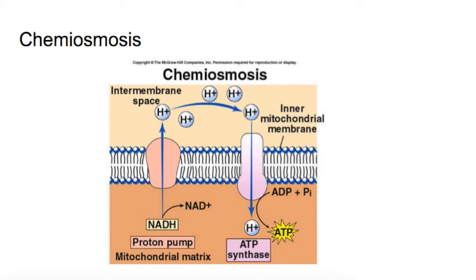In order for the electrons to flow, they must be transferred to a terminal electron acceptor at the end of the chain. This is O2, which briefly becomes O minus 2, but combines with 2H plus to make water. Protons pass back from the intermembrane space to the matrix through ATP synthase as they move down the concentration gradient. Energy is released and is used by ATP synthase to phosphorylate ADP to make ATP.